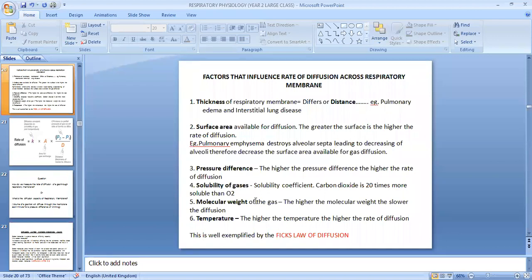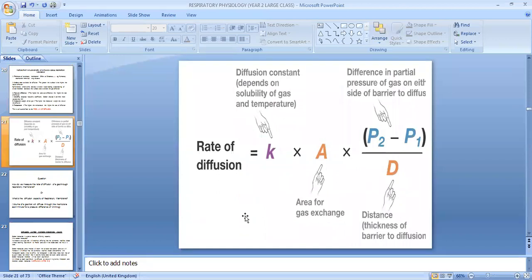All right. And when you bring in the factor that is temperature, you can hold it constant at any temperature you want. And therefore, when you come to Fick's law of diffusion, it says this: the rate of diffusion is equal to a constant that you multiply by the area for gas exchange, the area I've talked about, and multiply by the difference in partial pressure of gas on either side of the barrier to diffusion. That is alveolar partial pressure of that gas minus the capillary blood partial pressure of the same gas. That's the pressure difference divided by the thickness or the distance I've talked about.